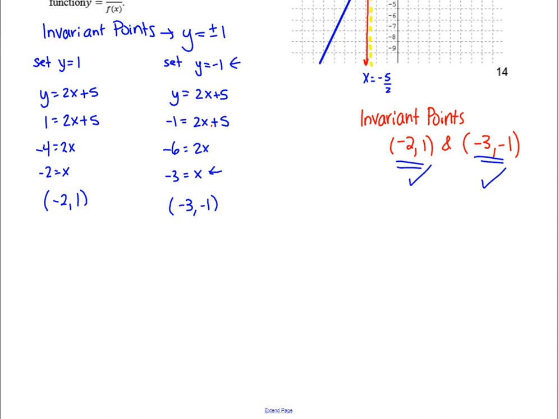So that if you need to algebraically solve for them, you could have used 1 over 2x plus 5 equals 1, and it'd give you the same thing in the end. Doesn't matter which equation, so why not just use the easier one?